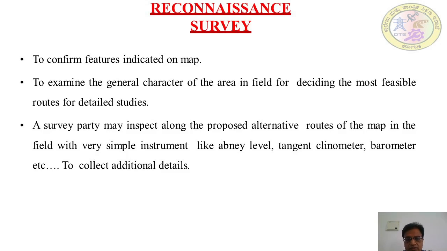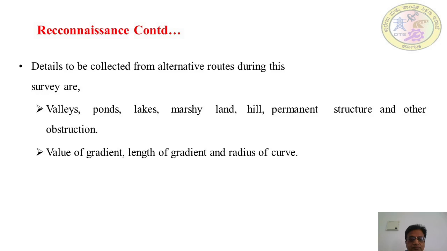alignment or the route. A survey party may inspect along the proposed alternative routes of the map in the field with very simple instruments like Abney level, tangent clinometer, barometer, etc. to collect additional details. You can use any of the survey instruments to collect the details. Details to be collected from the alternative routes during this are valley, ponds, lakes, marshy land, hill, permanent structure or any other obstructions that may come across. Value of gradient, length of gradient, radius of the curve, etc. These details have to be collected.